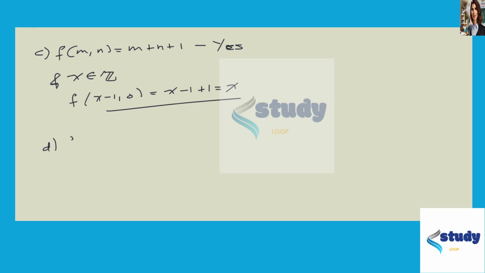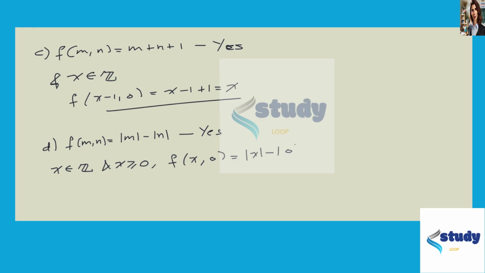Now d, f(m, n) is equal to absolute value of m minus absolute value of n. So this is an onto function. To show why, it's a bit more complicated, but if you let x be in your integers and x is greater than or equal to 0, then all you need is f(x, 0). That's absolute value of x minus absolute value of 0, which is absolute value of x. Since x is positive, absolute value of x is just x.